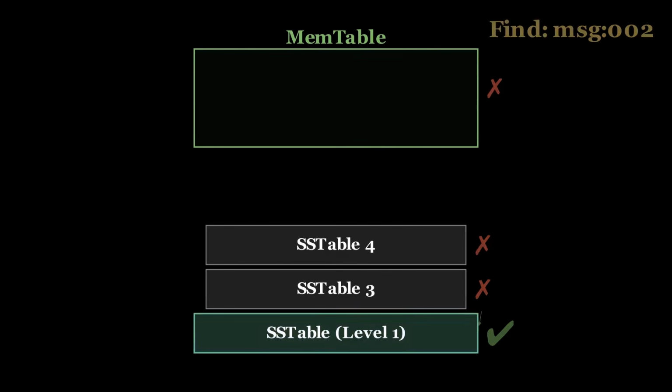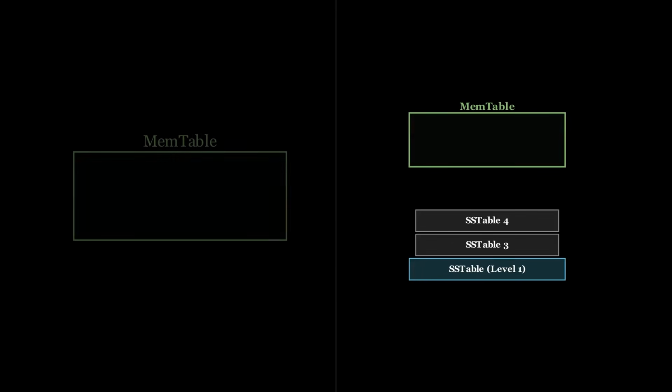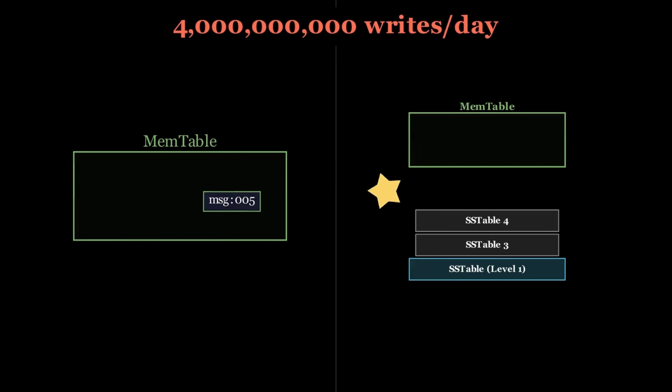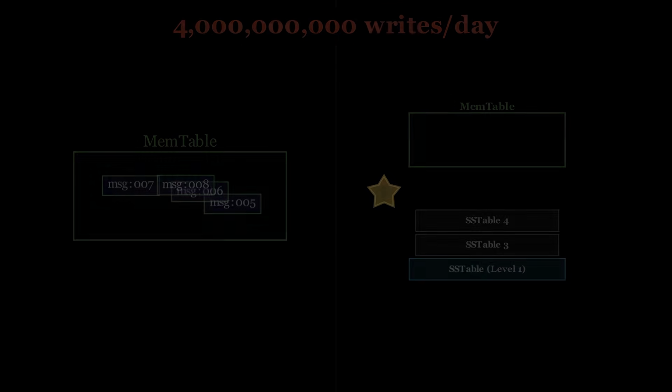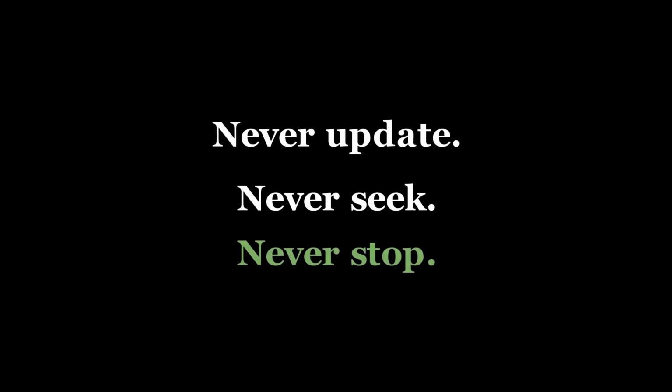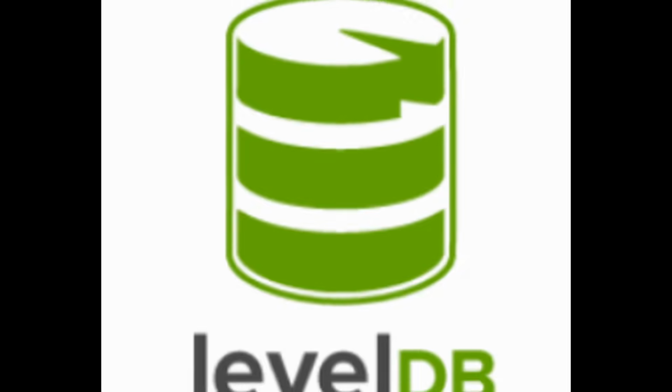And this is the full picture. The mem table absorbing writes at memory speed on the left, while compaction quietly merges SS tables on the right, both running at the same time. 4 billion writes a day, and the system keeps going without interruption. That's the LSM tree. The whole idea is you never update in place, you never do random disk seeks, you just keep appending and let the background process handle cleanup. It's what Cassandra, RocksDB, and LevelDB are all built on.